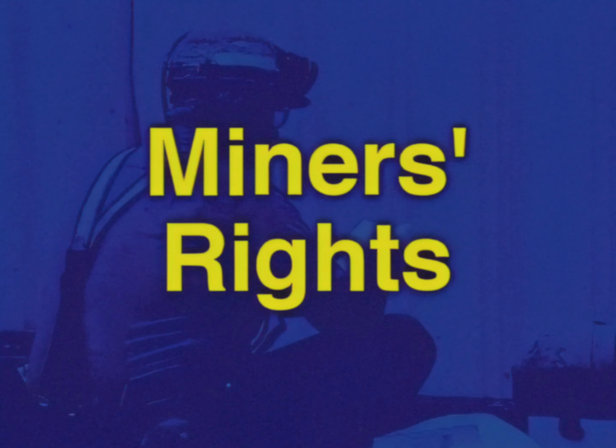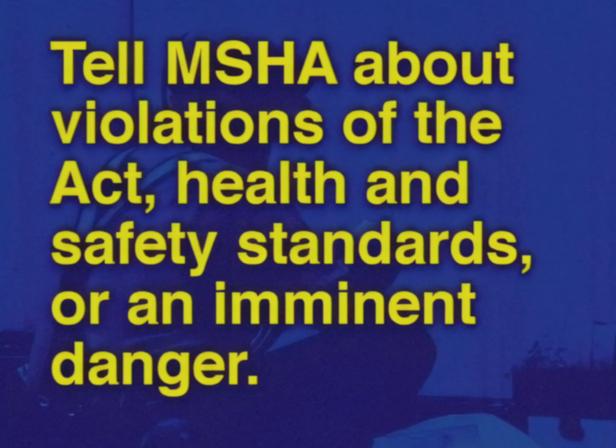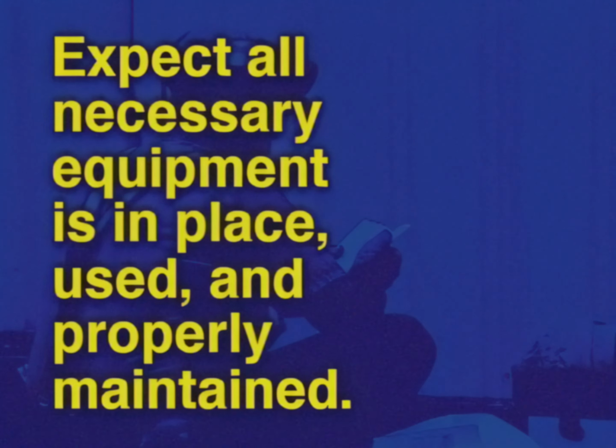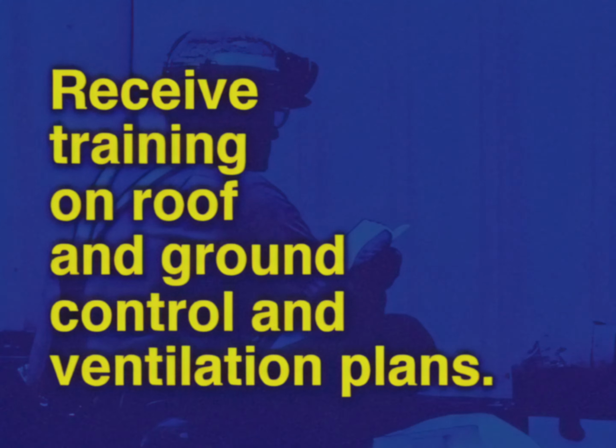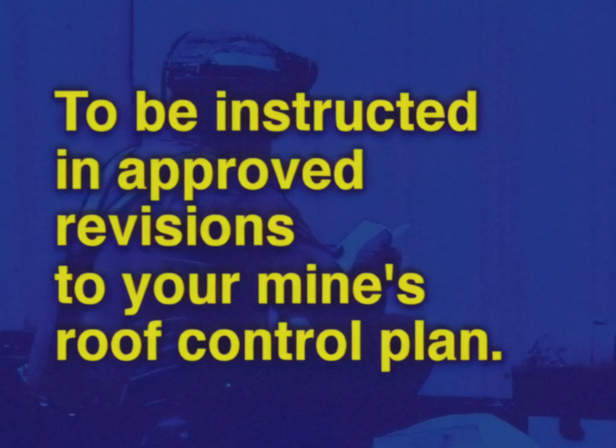The law says that you have the right to tell MSHA at any time about a violation of the Act, a violation of health and safety standards, or the existence of an imminent danger. Expect that all necessary roof control related equipment are in place, used, and properly maintained. To inspect a copy of the approved roof control plan of the underground coal mine where you work. Receive training on roof and ground control and ventilation plans in effect at your mine. To be instructed in approved revisions to your mine's roof control plan before the approved revision is implemented.